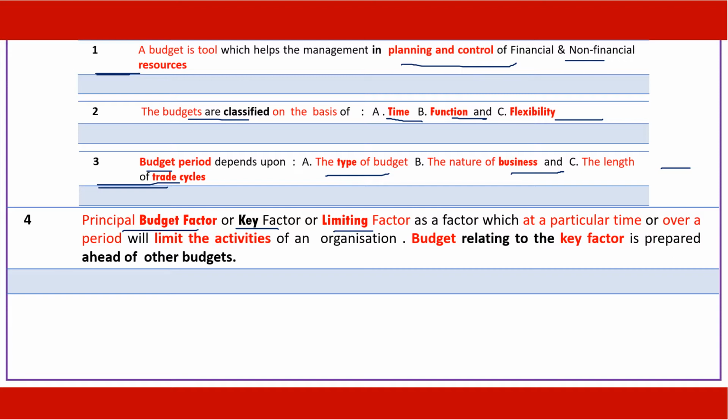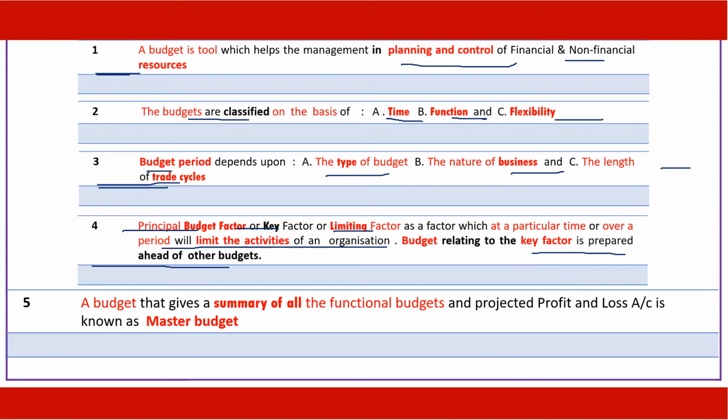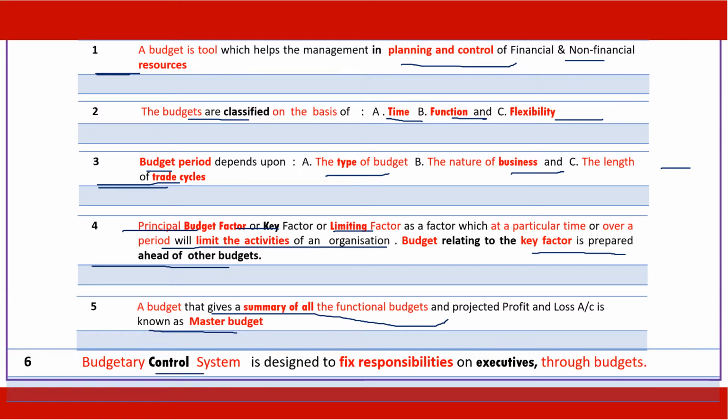Principal budget factor, key factor, or limiting factor is one which over a period of time or at one point in time limits the activities of an organization. It is the constraint. Budget relating to key factor is prepared ahead of other budgets. A budget that gives a summary of all functional budgets and a projected profit and loss account is called master budget. Budgetary control system aims at fixing responsibilities on executives through individual budgets.